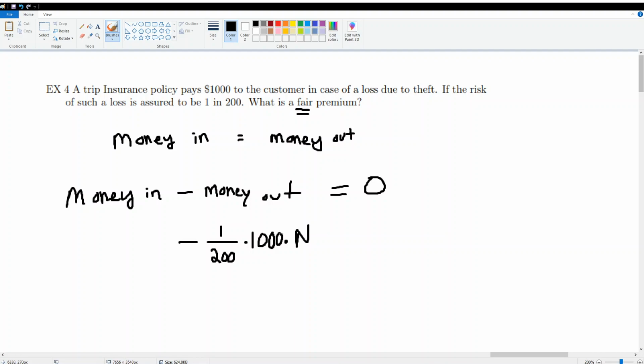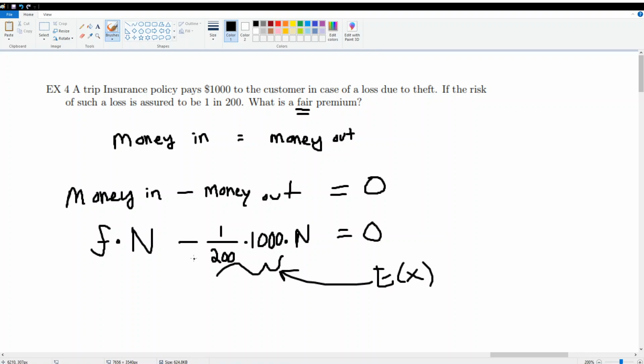Now, how much money is being paid in? Well, the amount of money being paid in, let's call that F. Then the amount of money being paid in is F times the number of customers. And this all has to equal 0. Again, this right here is expected value. So there's your relationship right there.